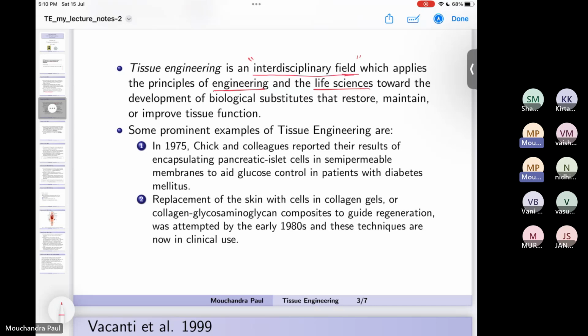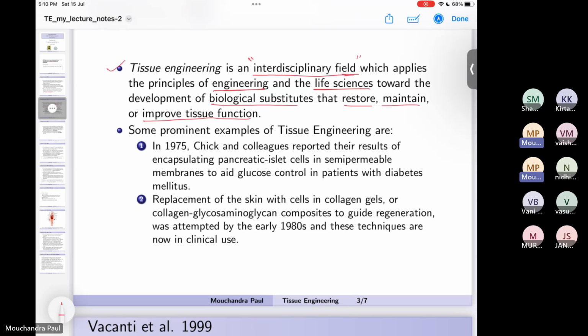Now these two principles you have to use in order to make biological substitutes that restore, maintain, or improve tissue function. So I think in our first class we talked about a definition similar to this. So now you can understand from where that definition came from. So this is the original definition of tissue engineering.